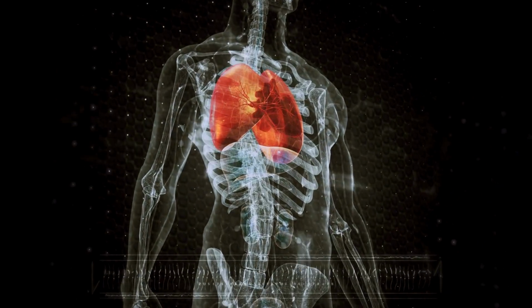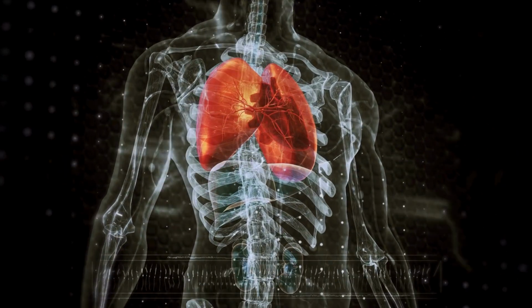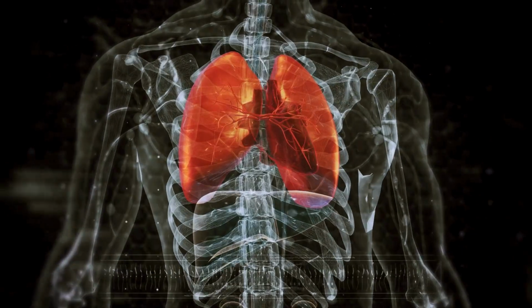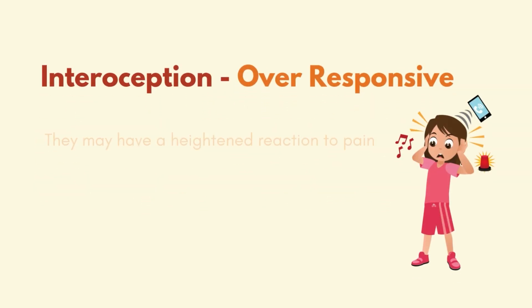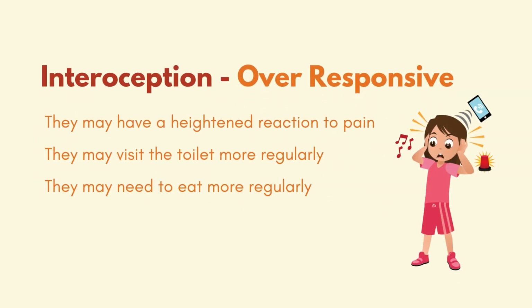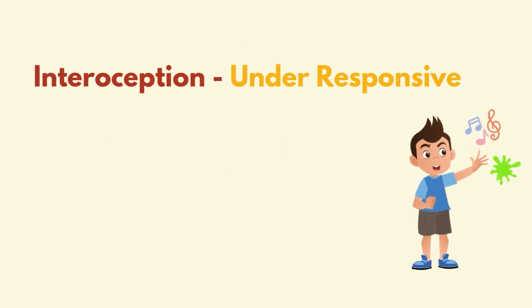However, like the other sensory systems, the interoceptive system can have processing difficulties. A person can have difficulty responding appropriately to sensory input in this system. A person may be over-responsive to interoceptive inputs. For example, they may have a heightened reaction to pain. Someone who is under-responsive to interoceptive inputs may not feel pain until it hits a really intense level.